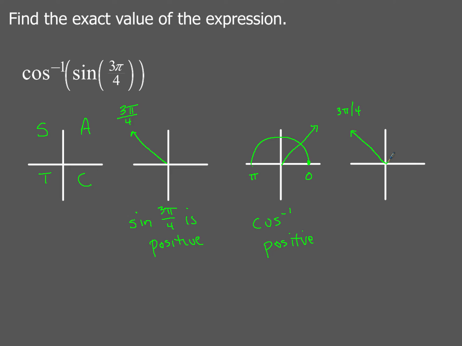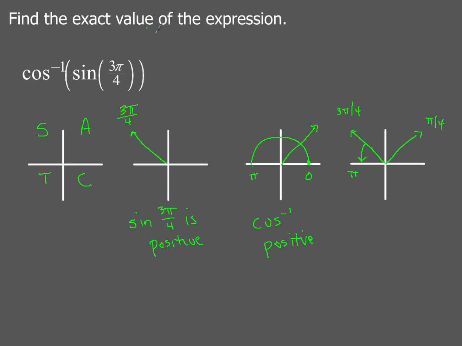Now in quadrant number 1, over in this spot, what we're going to do to find out what that angle is, we're actually going to find the reference angle for 3 pi over 4. So to go from 3 pi over 4 back down to the x-axis, or back down to where pi is, I have to travel a distance of pi over 4.